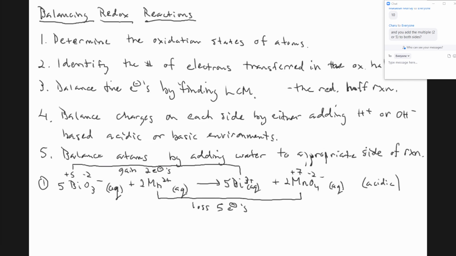So we know it's an acidic environment, so we can only add what? H plus. So where are we going to add? Let's take a look at the charges. So we have -5 here. We have +4 here, because there's two pluses. We have +15 here, and then we have -2 here. So on the right-hand side, we have +13. On the left-hand side, we have -1. So where are we going to add hydrogens, and how many, and to which side?